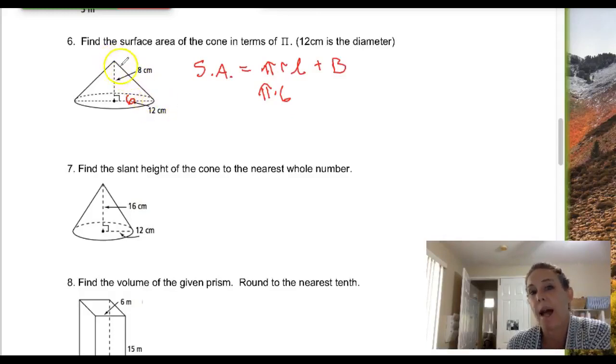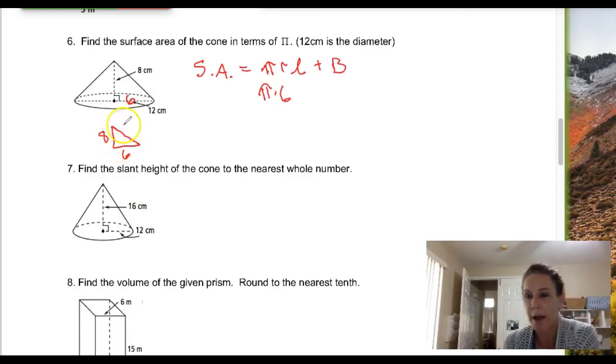Well, I don't have that. I have the height of the cone. I need the slant height. I'm going to have to do Pythagorean. So if this is 8 and this is 6, I can figure out this. Now I know some Pythagorean triples off the top of my head, and if this is 6, this is 8, this has to be 10. It's a 6, 8, 10 triangle.